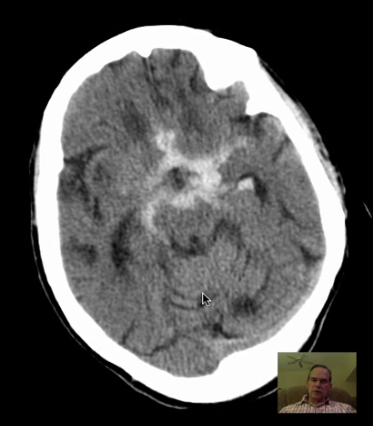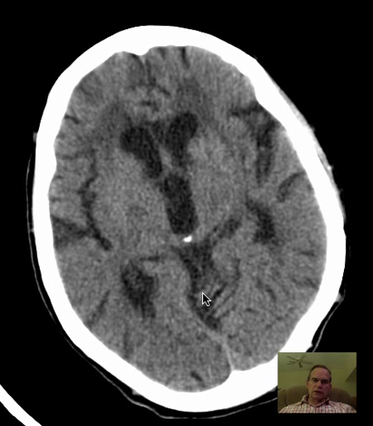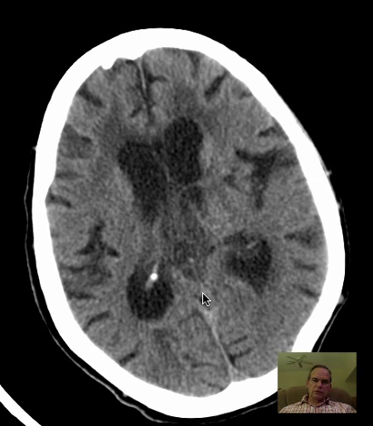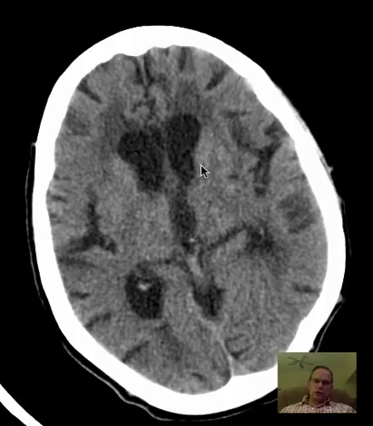Those are not uncommon. It's more common, however, to get chronic infarcts in the basal ganglia, and here's one here. So in the basal ganglia you have the caudate. Here's the caudate on the right. The putamen, which is here, and we see a little infarct in the putamen. Caudate, putamen, and then the globus pallidus is in this region. This is the thalamus.